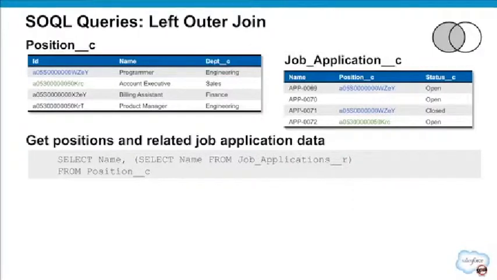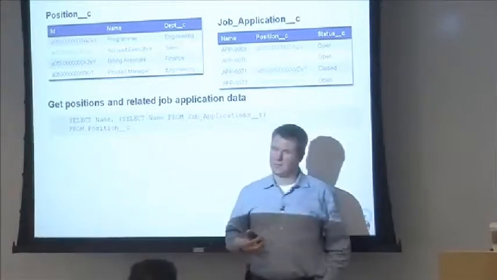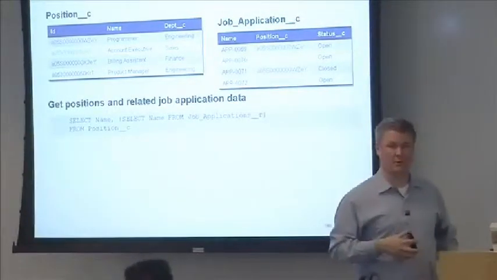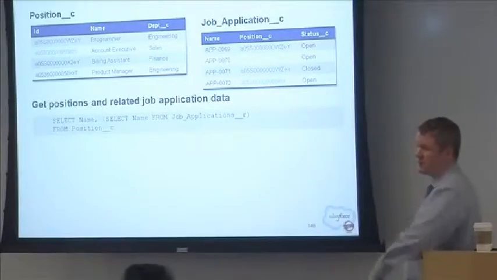What we're going to do is, from our position table, select positions and the related job applications. In this case, we're going to do this sort of subquery. First of all, let me point out that we're selecting from the position table. So we're selecting a field from the position table on the left side, the value of the name field. And then we have that subquery, and it says go out and select name from job applications double underscore R. In other words, from the perspective of the position, go out and select the related job applications. What would be my return type?